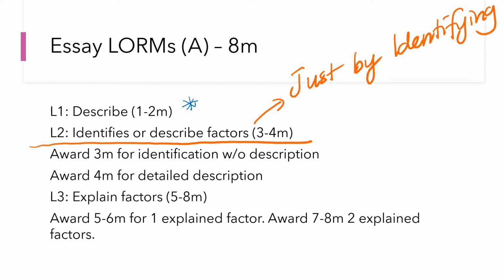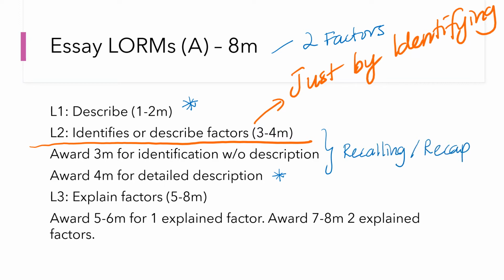of describing. Now, in an 8-mark question, you are supposed to give 2 factors, if possible. All right. Now, if you are able to just identify the factors or describe the factors, you would already have gotten the 4 marks. Okay, so this is literally about recalling, or literally just a recap of the important points. Now, for an 8-mark question you need to aim to get at least 7 to 8 marks, because this would be the easier part of writing the essay.